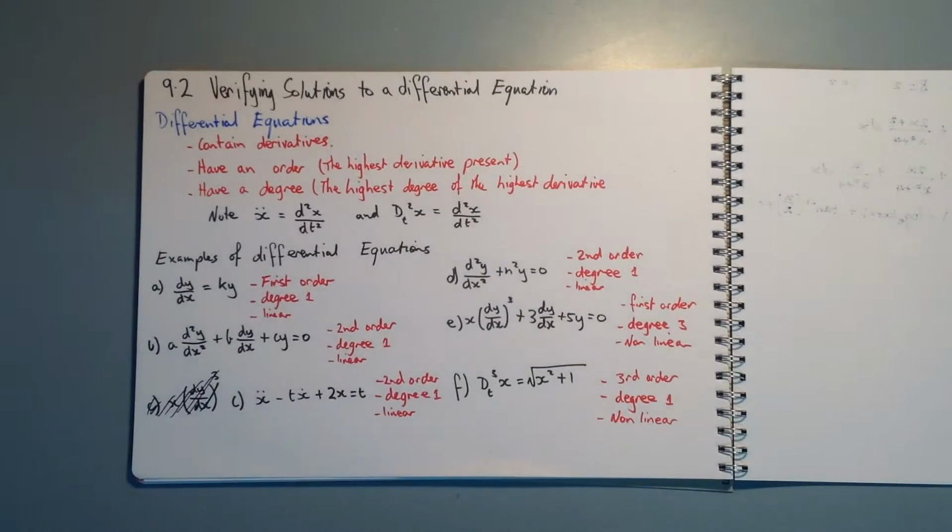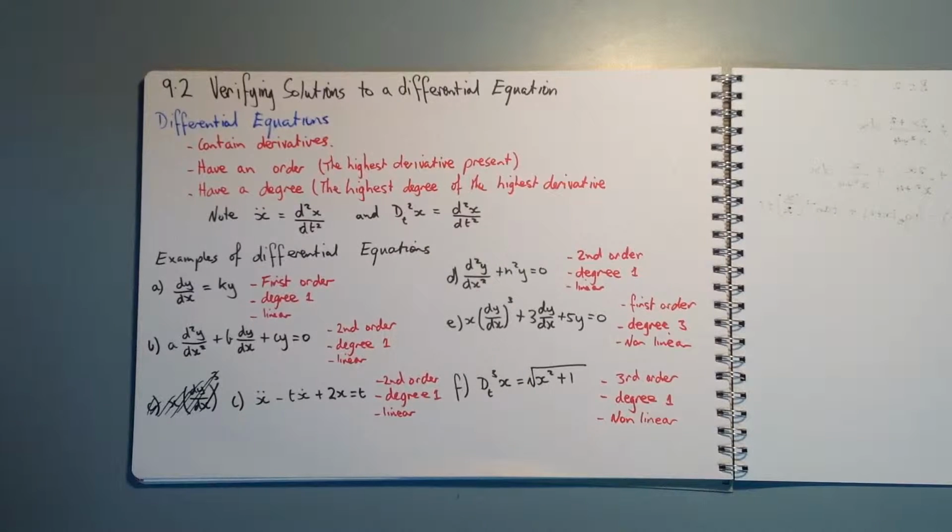Hey, in this tutorial we're starting off chapter 9 with section 9.2, verifying solutions to a differential equation. Okay, so differential equations contain derivatives. They have an order, so the highest derivative present is our order. So if we had a second derivative, then it's going to be a second order differential equation. If we had a third derivative, then it's going to be an order 3 differential equation.